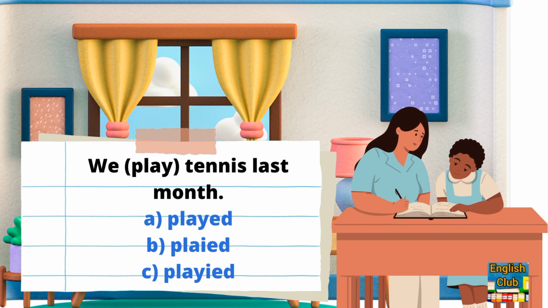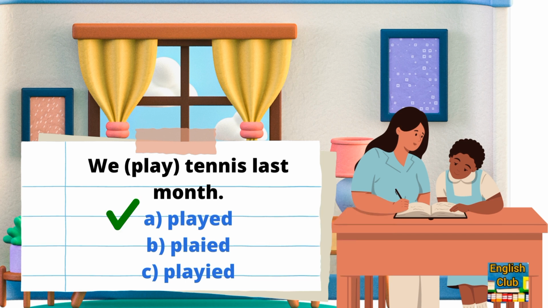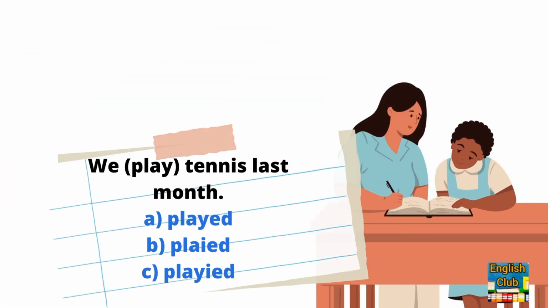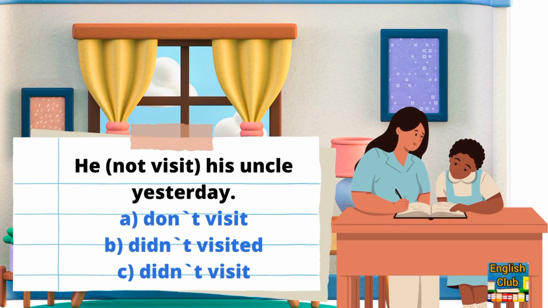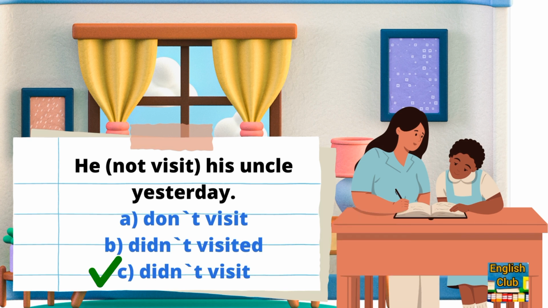We played tennis last month. A. Played. He didn't visit his uncle yesterday. A. Don't visit. B. Didn't visit it. C. Didn't visit. Answer: C. Didn't visit.